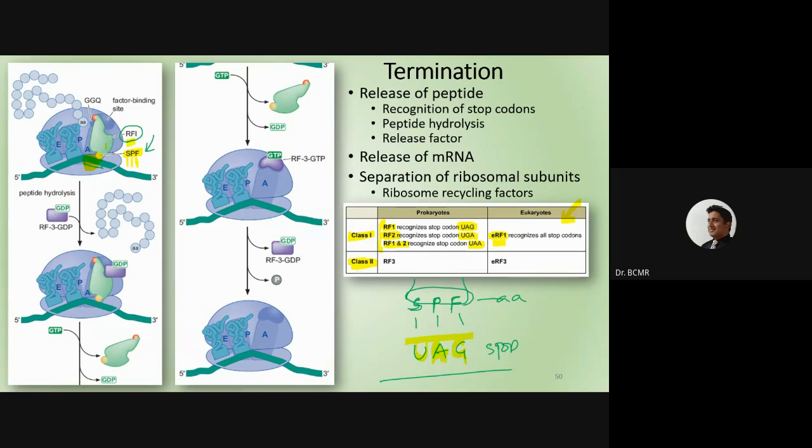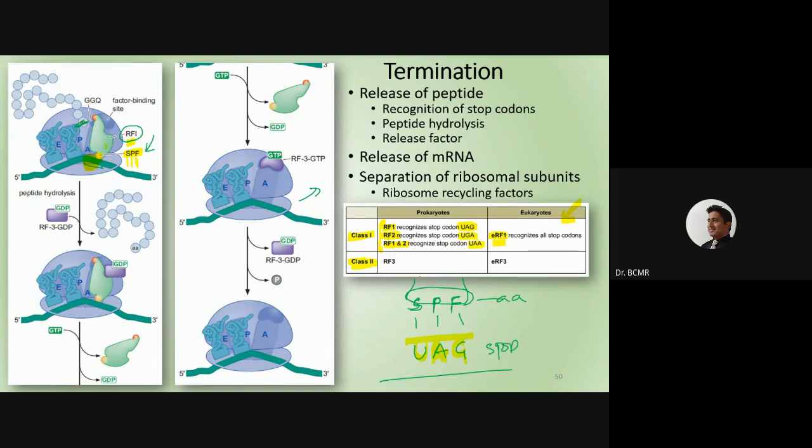Termination has three important events. One is to recognize the stop codon. The second is to release the peptide. This peptide should be released here. And the third is that the ribosome should be released. Only then can these ribosomes initiate translation again somewhere else on some other mRNA.